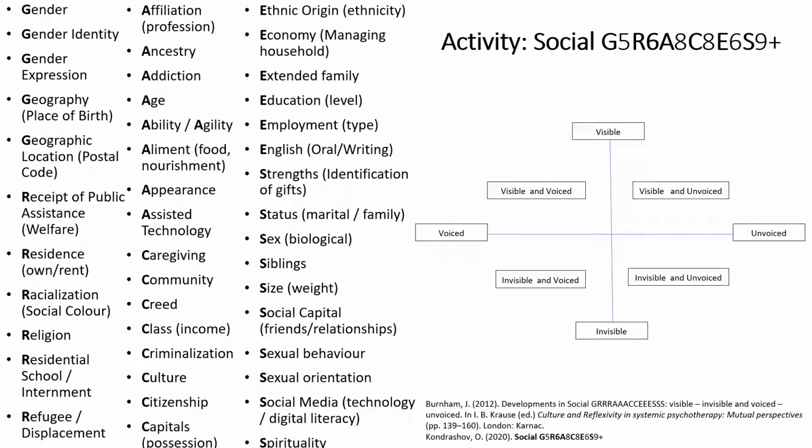Think about for yourself in categories which you might see, for example, caregiving. It might not be visible because people might not know that you provide care, but you can voice it or you can keep it unvoiced. So you see, it goes into different quadrants. Each of those graces, or our identities, will be part of who we are.